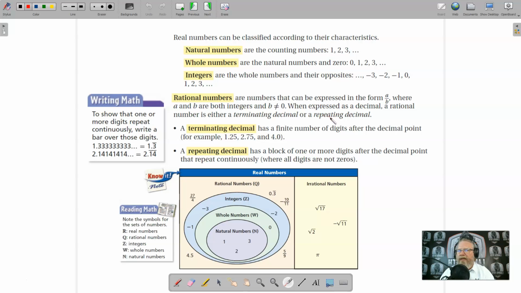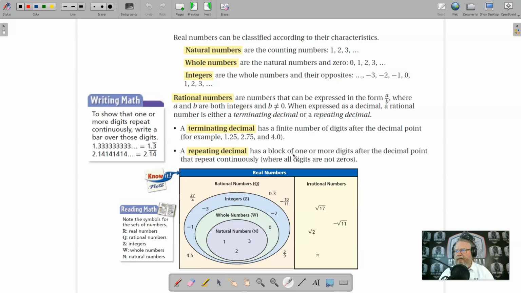So now we have to understand the difference between terminating decimals, repeating decimals, and also non-terminating or non-repeating decimals. A terminating decimal has a finite number of digits after the decimal point. For example, 1.25, no numbers after the 5. 2.75, no numbers after the 5. 4.0, it just ends, it doesn't keep going and going. It has a point where it stops. It comes to an end.